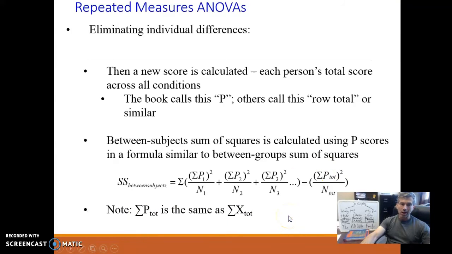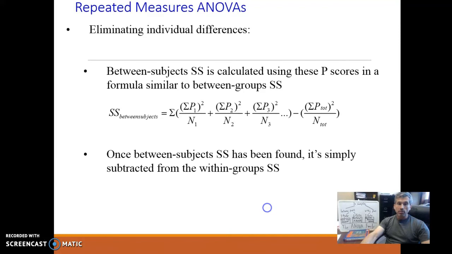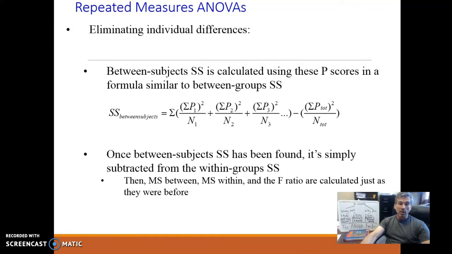So it's not too tricky to calculate. And good news, you never actually have to calculate it. You just have to understand how this works conceptually. Notice we're not working with real data in this module. So you should understand this process conceptually, but you are not actually going to be plugging numbers into this formula. So we then take that between subjects sum of squares. We subtract it from the within groups sum of squares, and then we just go get the mean squares and the F ratio the same way they were before.